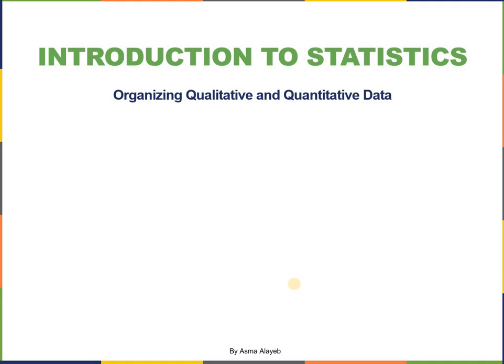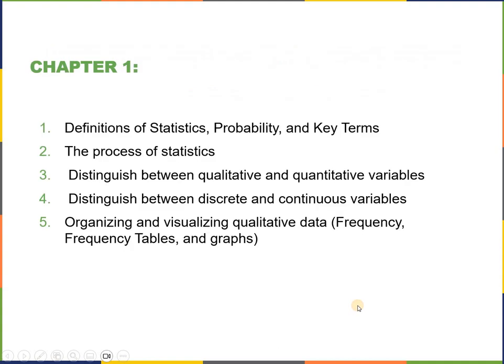Today we're going to discuss organizing qualitative and quantitative data, and we specifically are going to first look at the definition of statistics, probability, and some other key terms that are necessary to understanding statistics. Then we're going to look at the process of statistics. We will also distinguish between qualitative and quantitative variables, and also look at the difference between discrete and continuous variables. And the last thing we're going to do today is to organize and visualize qualitative data.